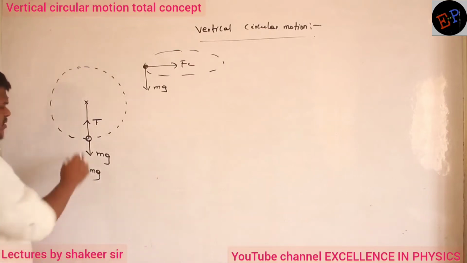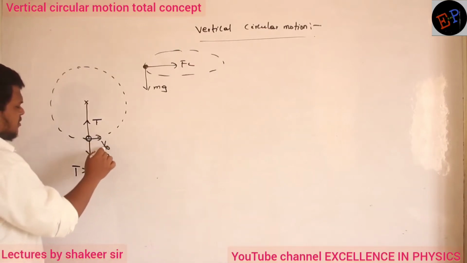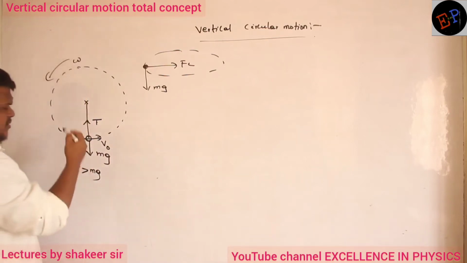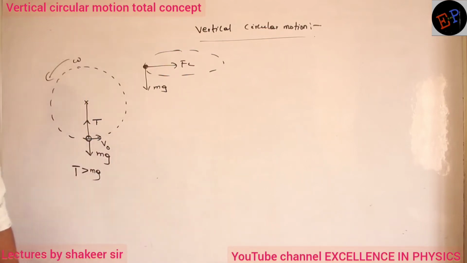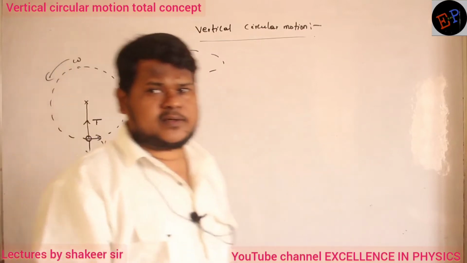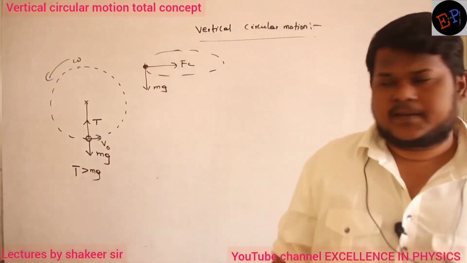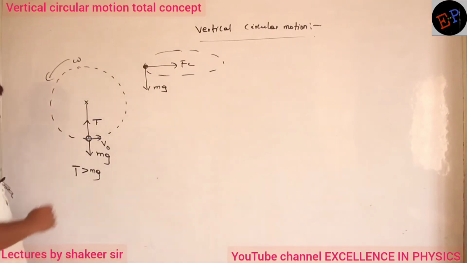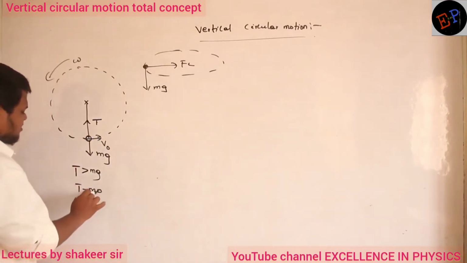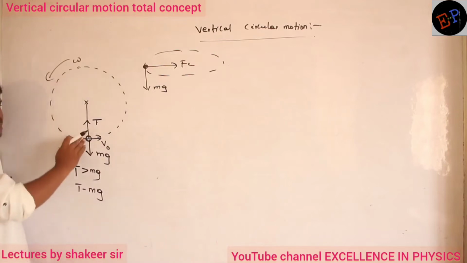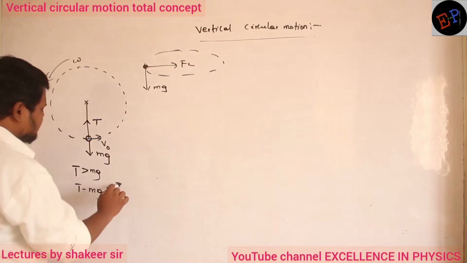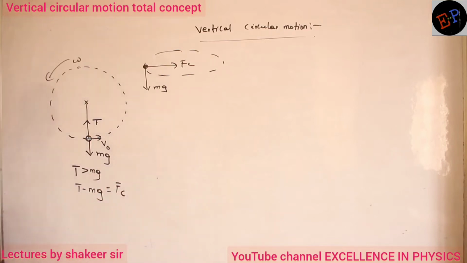So here if the velocity of the bob is v0 and it is rotating with an angular velocity of omega, then how can I write an equation for centripetal force? I can write T minus mg, because T should be greater than mg, then only there will be some net force acting towards the center. T minus mg provides the centripetal force.